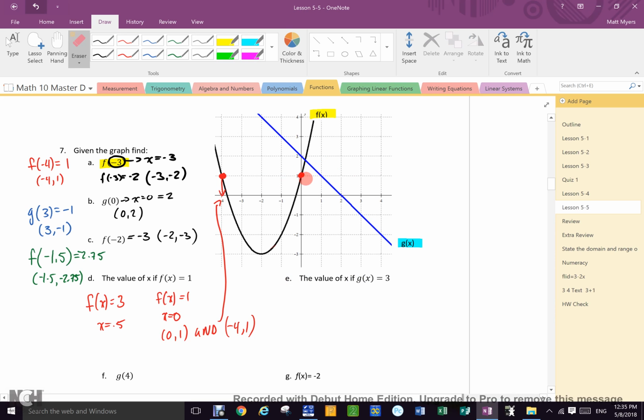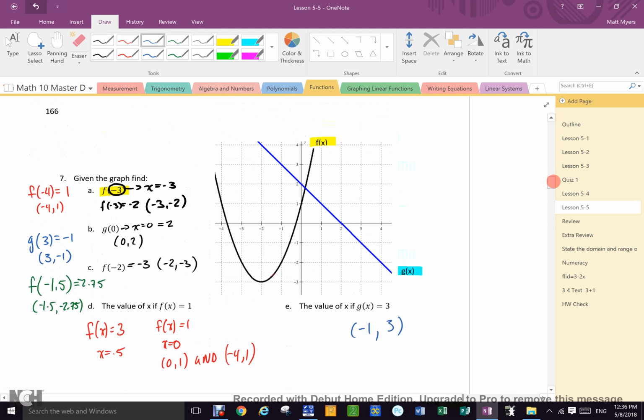What's E? Am I looking on the curve or the line? The line. So where do I go? Up 3. And now I need to find the x value where I hit that line. So I go over to the line, and what do I find? So what's the point? What's the ordered pair? Negative 1, 3. Are you good? Great. You try it for F and G, and then we're 99% done.